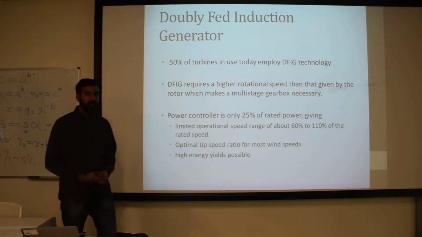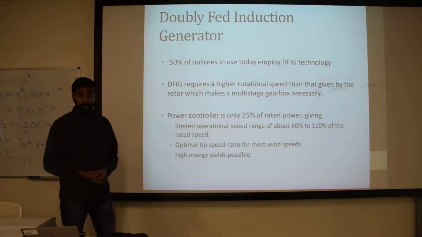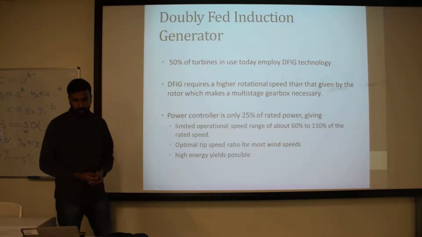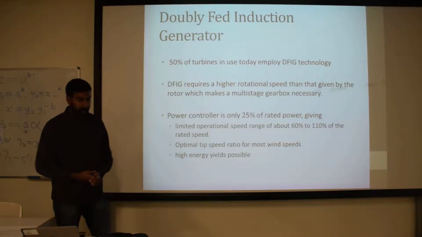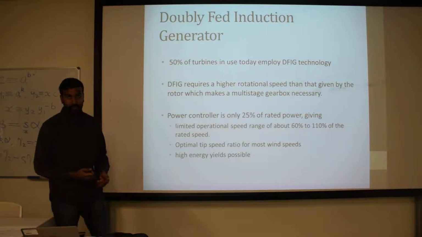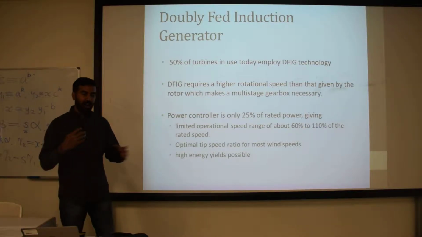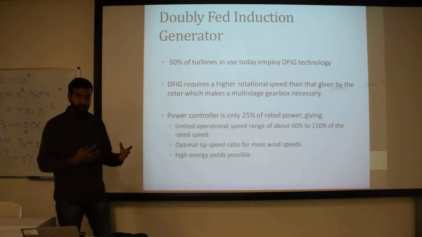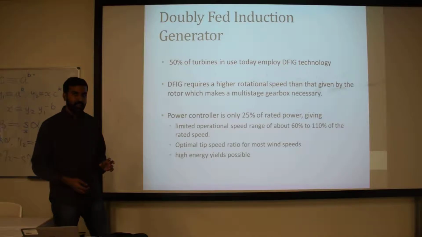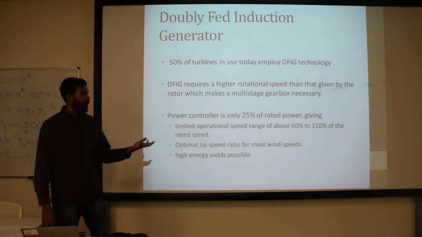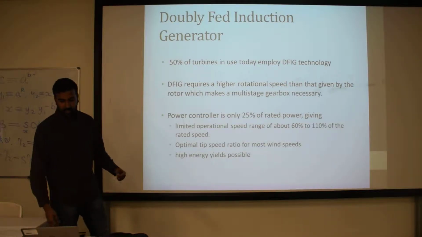If we are speaking about the double fed induction generator, it is the most popular with over 50% of the market share in today's wind farms, and the DFIG requires a gearbox for operation. This is due to the fact that the rotor spins slowly, but the generator needs a higher rate of rotation. Therefore, you need a gearbox to convert the slow rotation into the higher rotation speeds needed by the DFIG.